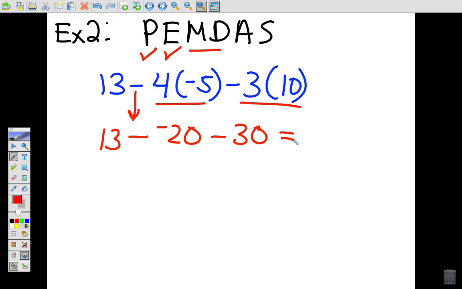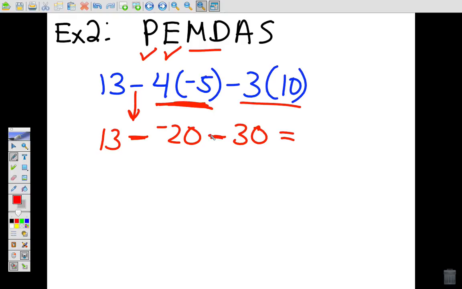Now, if you're trying to do this on your calculator, and all you're doing is punching it in all at once, big no-no. I would do it just like I'm doing here. I would write it out because you're going to make mistakes. So I would write the 13 down, minus, then you could take your calculator and take 4 times a negative 5 if you wanted to, minus, and then 3 times 10. You could do it that way.